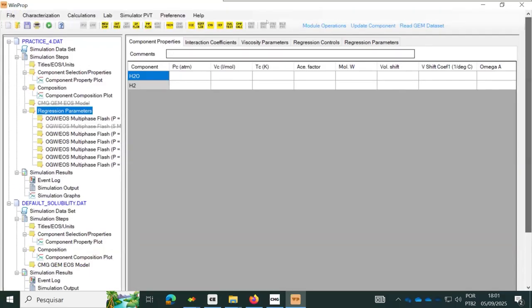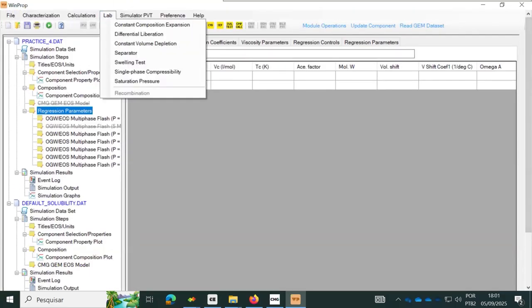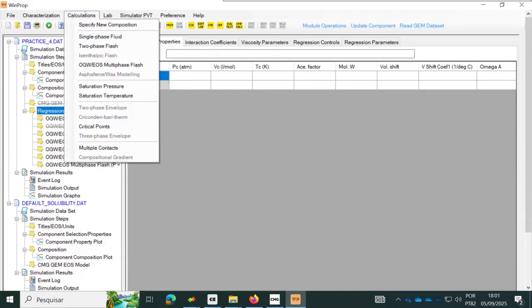I was showing you where we can use the multi-phase flash. The multi-phase flash is not included in the lab tab. It's included in the calculation tab. Okay, in this case, water, gas, water, oil, gas, water, oil, gas, water.